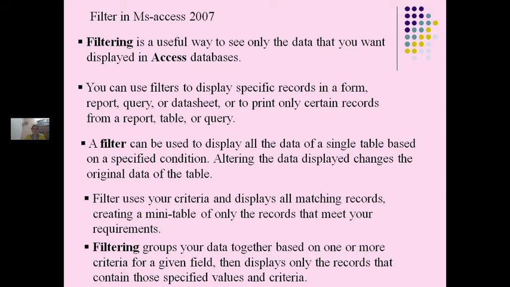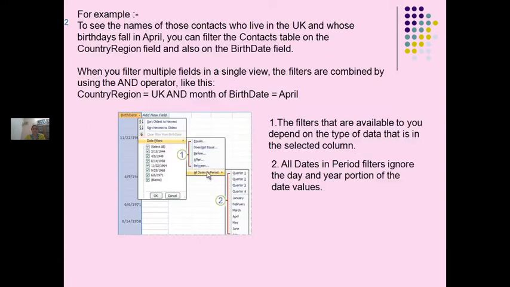What is a filter? Filtering is a useful way to see only the data that you want displayed in an Access database. It is used to display specific records in forms. It uses your criteria and displays all matching records, creating a mini table of only the records that meet your criteria. So these are the filters. Now let us move to the next slide.